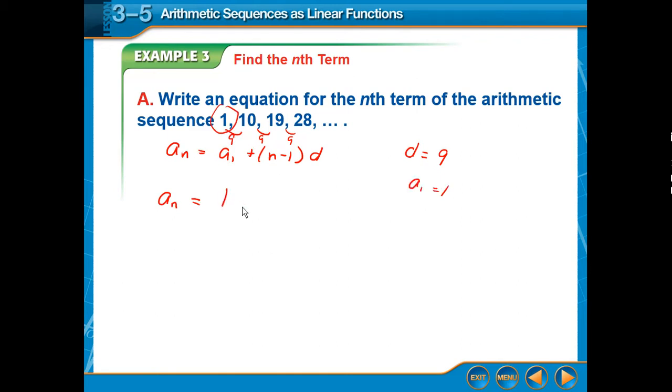So our equation is going to be an equals 1 plus n minus 1 times d, which is 9. If I just wanted to clean this up a bit, this is going to be 1 plus 9n minus 9, or an is going to be 9n minus 8, combining like terms with the 1 and the -9. So this will give me an equation to find the nth term of the sequence.